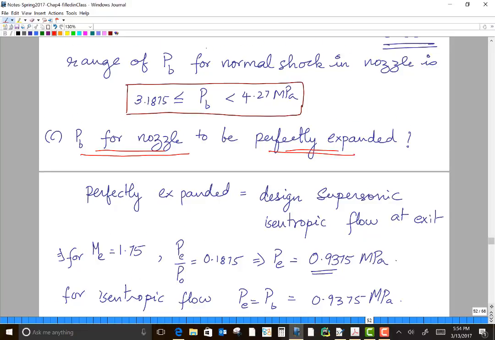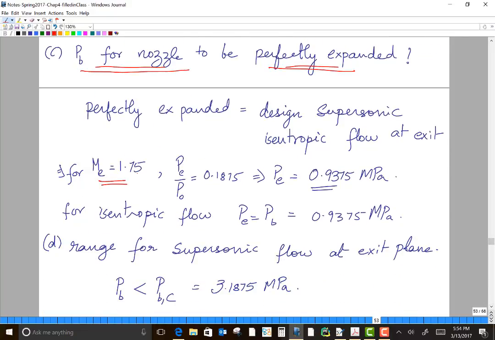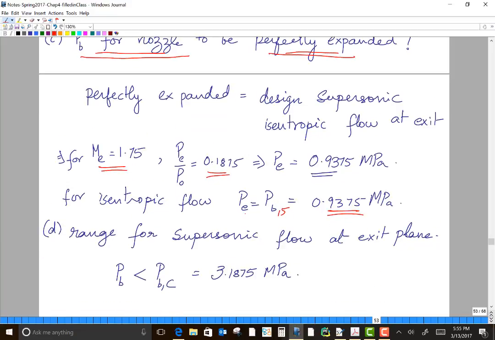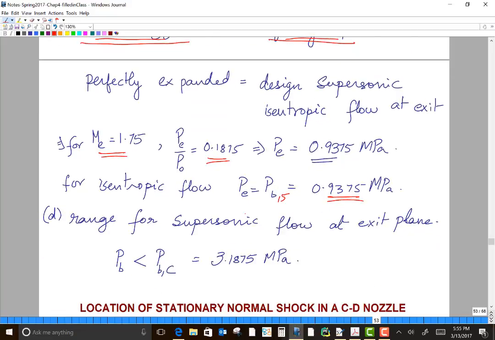So that's what I'm doing here. My exit Mach number or design Mach number is 1.75. My PE by P0 corresponding to that supersonic flow solution is 0.1875. So my PE is 0.9375 megapascal, which is also my PB, 0.9375 megapascal. Okay, so that is what I want to compute. So this is the PB for the perfectly expanded nozzle, and supersonic flow at the exit plane will occur when PB is less than PBC, which is 3.1875 megapascal. So this is how you would solve the problem.